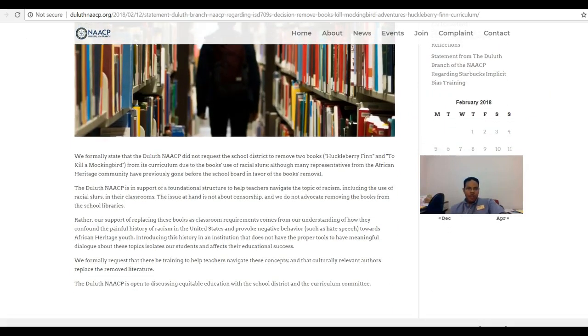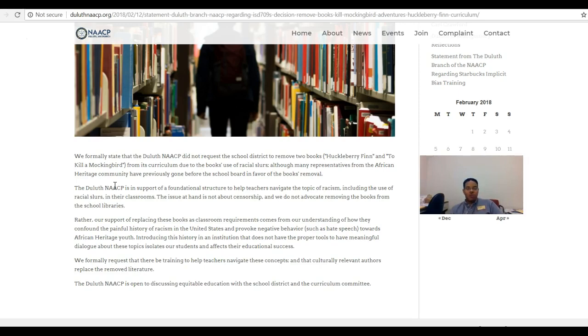But the NAACP in Duluth, Georgia is saying, quote, "We formally state that the Duluth NAACP did not request the school district to remove 2 books from its curriculum due to the book's use of racial slurs, although many representatives from the African heritage community had previously gone before the school board in favor of the book's removal." So they were trying to distance themselves. They were trying to say, hey, we were not the ones who tried to have these books removed, because I believe there was some backlash that they were facing, including backlash from other African American people. So they kind of walked that back.